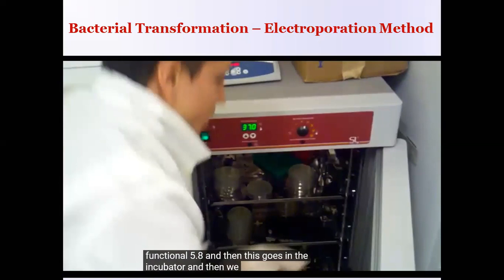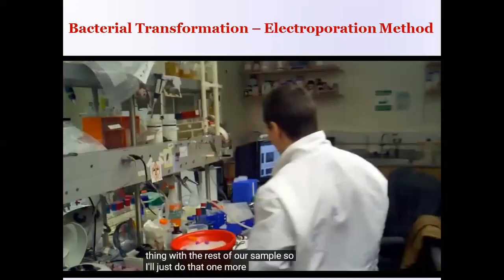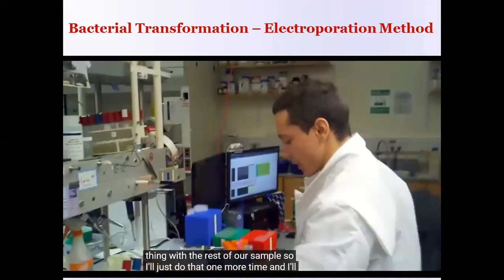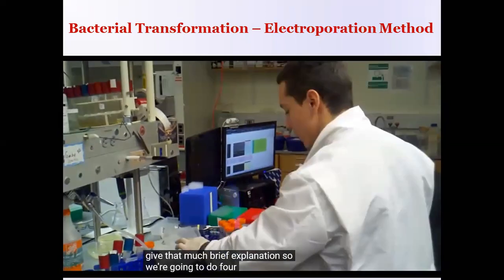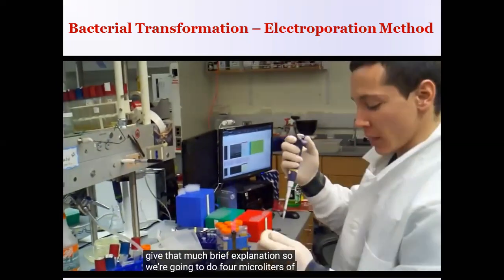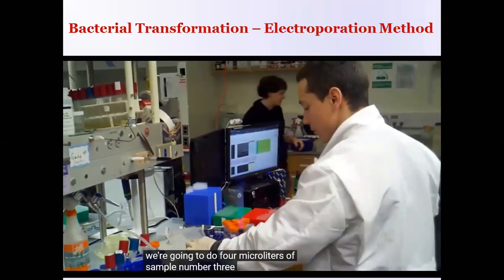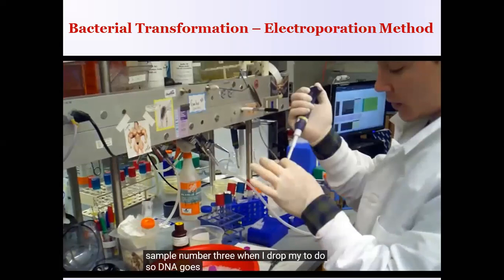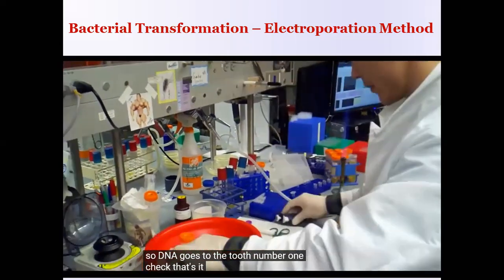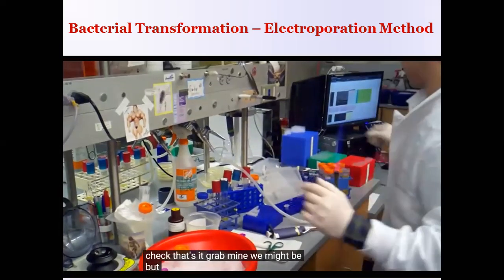And then we just do the same thing with the rest of our sample. So I'll just do that one more time, and I'll give a much briefer explanation. We're going to do 4 microliters of sample number 3. I'm going to grab my 2 tubes. So DNA goes into tube number 1. Check that tip. Oh, my pipettes are all over the place.